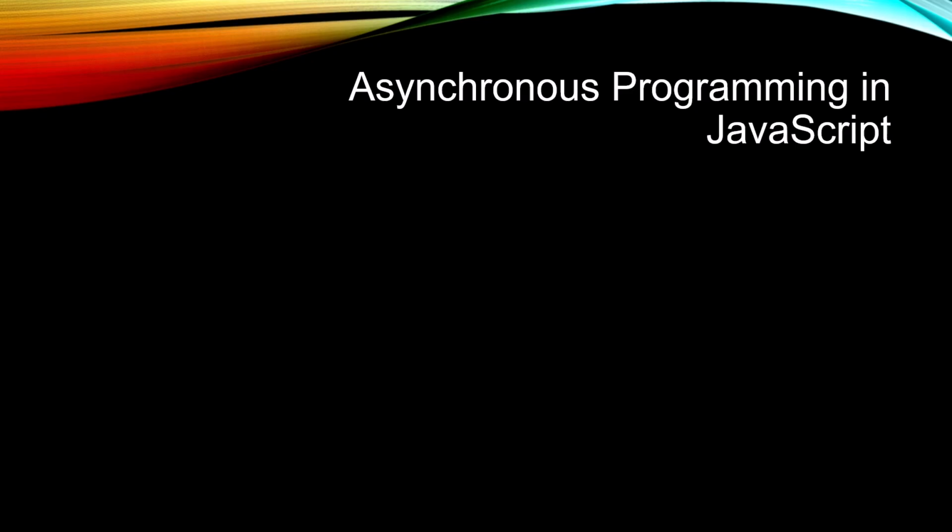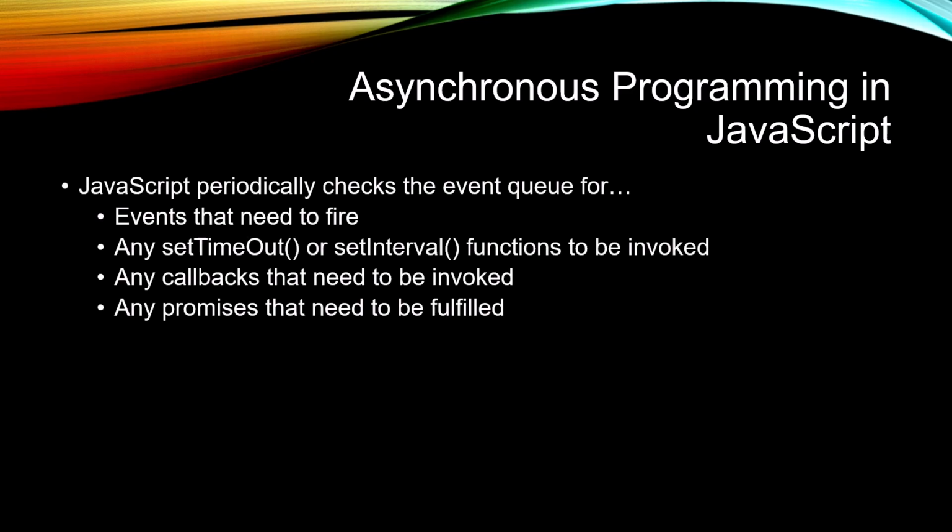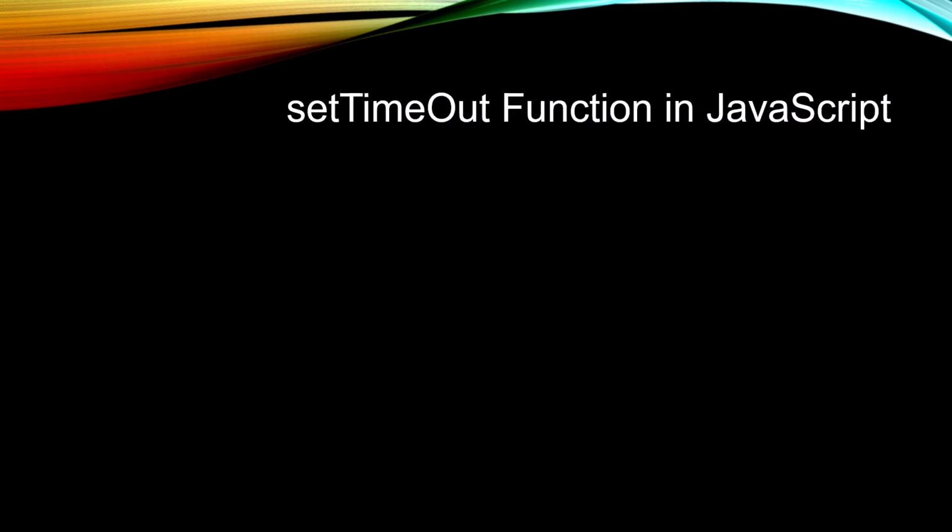What happens is JavaScript periodically checks that event queue for events that need to fire, any setTimeout or setInterval functions that need to be invoked, any callbacks that need to be invoked, or any promises that need to be fulfilled. Let's take a look at this setTimeout function.